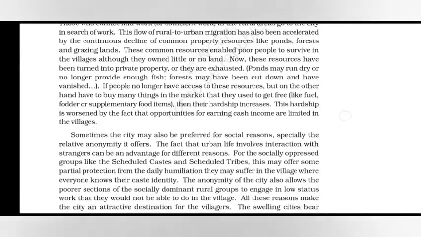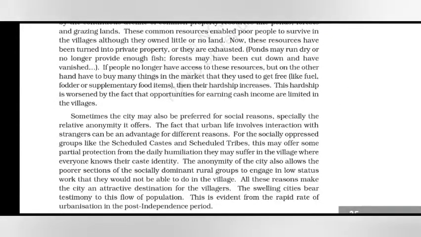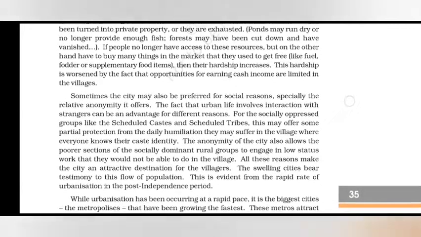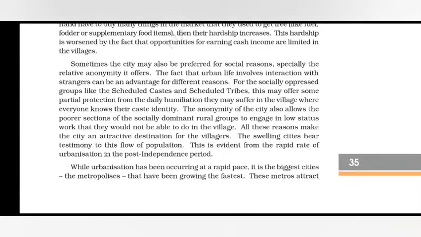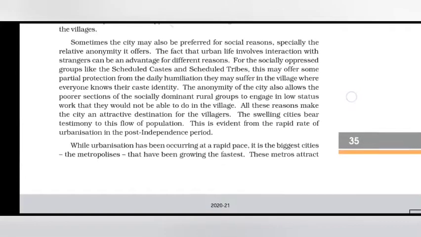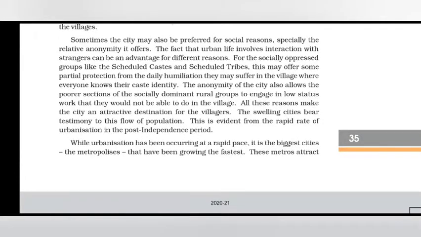The ponds no longer provide enough fish, and forests may have been cut down and have vanished. If people no longer have access to these resources, but on the other hand have to buy many things in the market that they used to get free, like fuel, fodder or supplementary food items, then their hardship increases. This hardship is worsened by the fact that the opportunities for earning cash income are limited in the villages. Sometimes the city may also be preferred for social reasons.